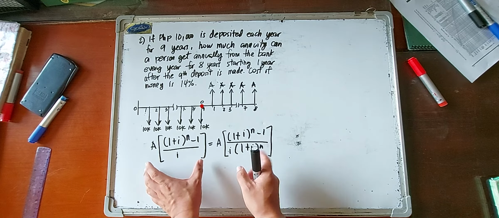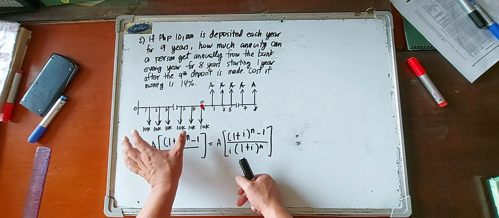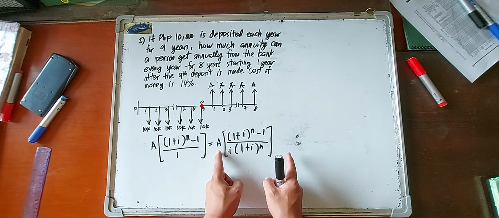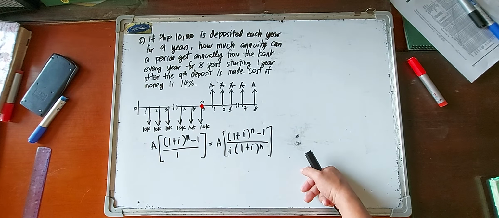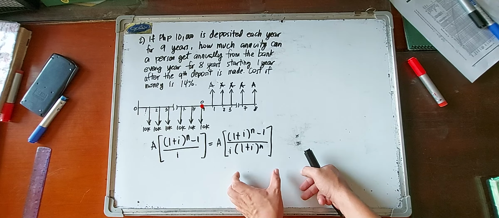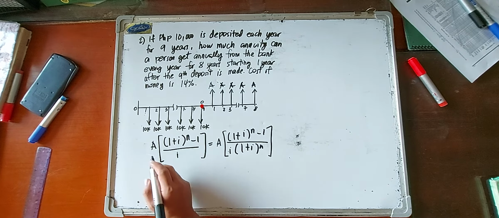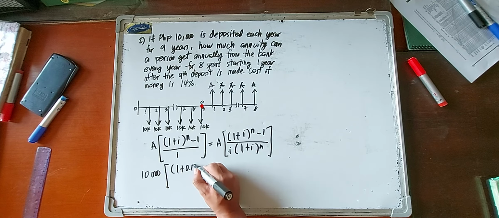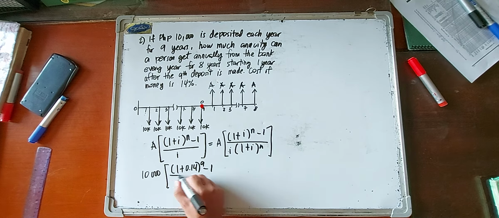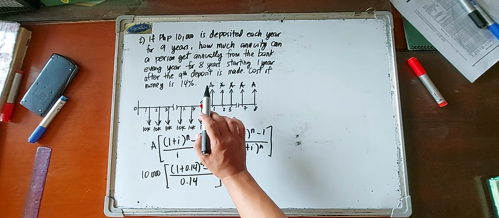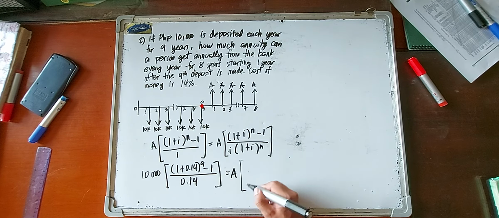Please take note of that. For the left side of the equation, the value of n would be different since we are considering a different periodic payment or deposit. So for the left side, n is 9. Ito naman sa right side, n is 8. So this is 10,000. i is 14%. So take note, this is 9. What should be equal to yung sinusolve natin na value ng annual payments ng bank dun sa depositor. So n is 8.